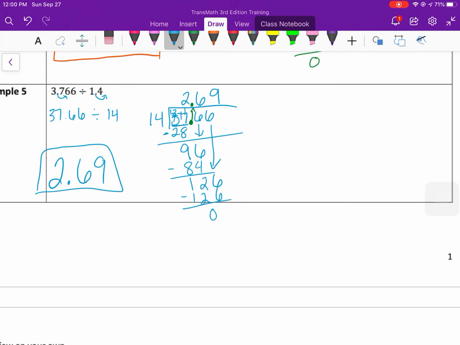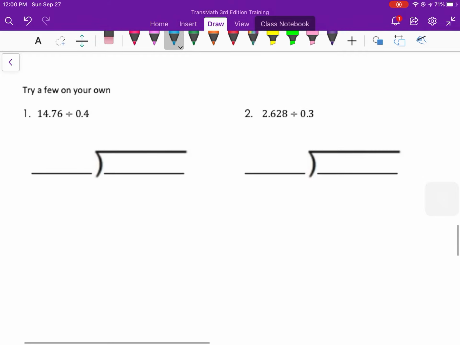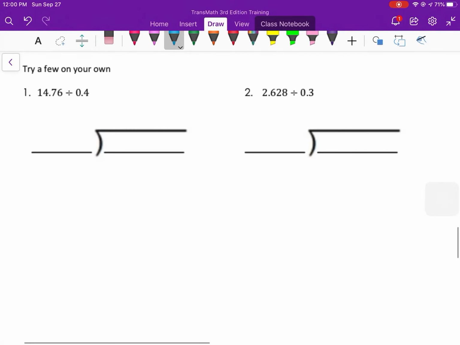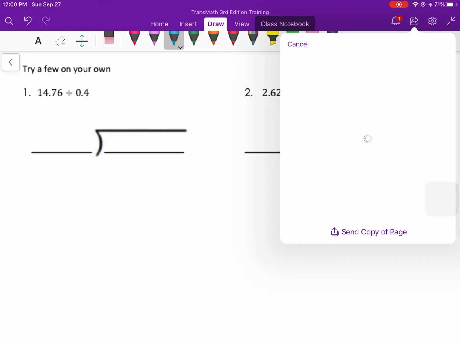So in dividing decimals, you do have to make sure that you line up the numbers correctly when you're doing the division as well. Practice a couple by hand down here, and then double check with the calculator and make sure you get the right answer.